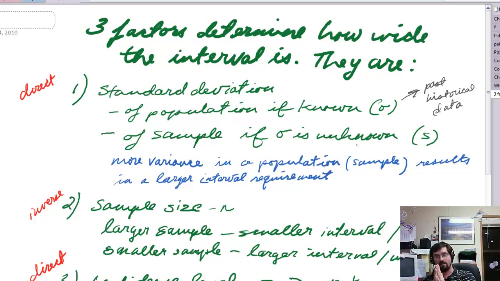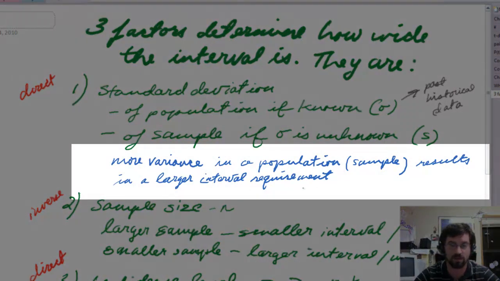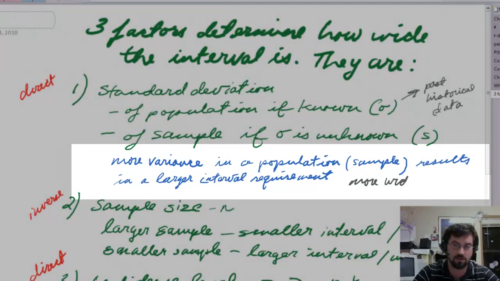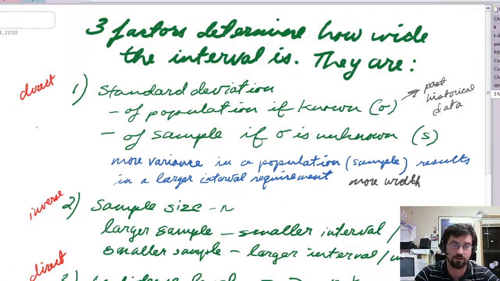So the larger the standard deviation, the larger the buffer zone has to be, so that I can be confident that in my buffer, in my ballpark, is the actual population parameter. Okay, the actual population mean. So right down here in the blue, I wrote more variance in a population results in a larger interval requirement, so more width. So there's a direct, I'll underline this, if you're familiar in algebra with direct and inverse relationships, there's a direct relationship between sigma and the width.